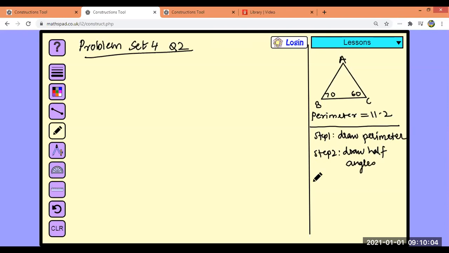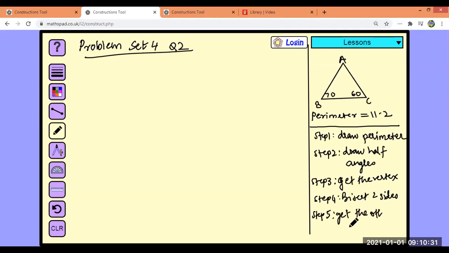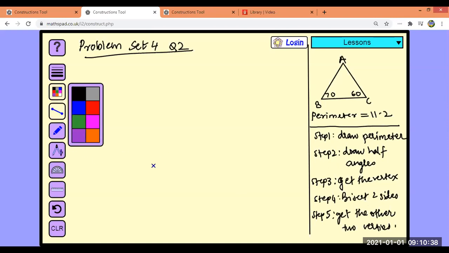Step 3, get the vertex. Once you get the vertex, bisect the two sides. Step 4, bisect two sides. Once you bisect the two sides, you get the other two vertices. Get the other two vertices. Okay, so let's begin. We start with drawing the perimeter.